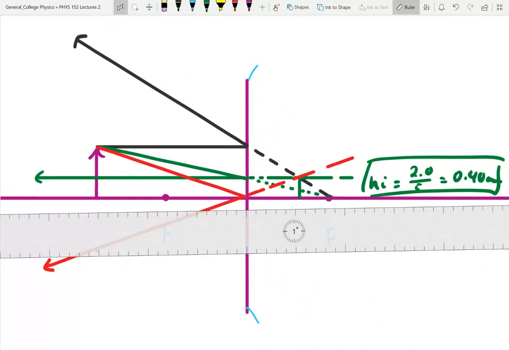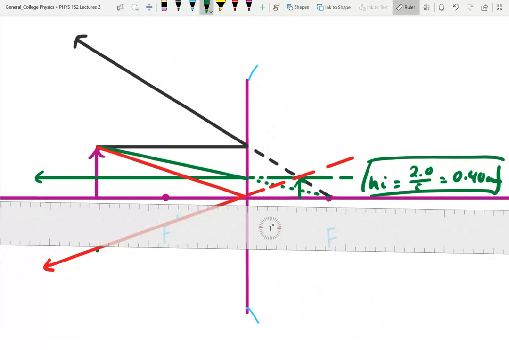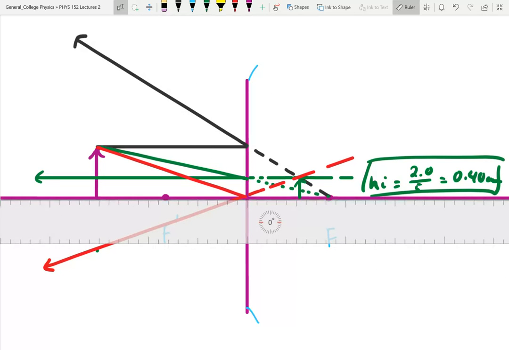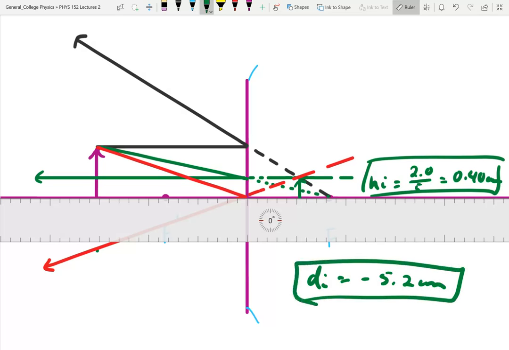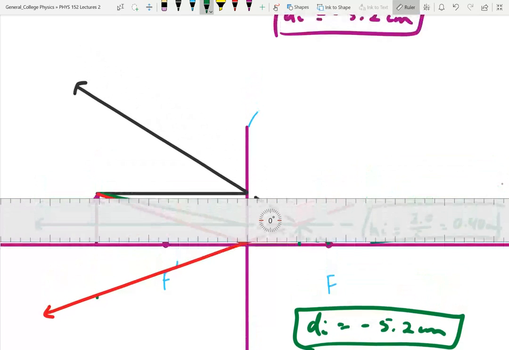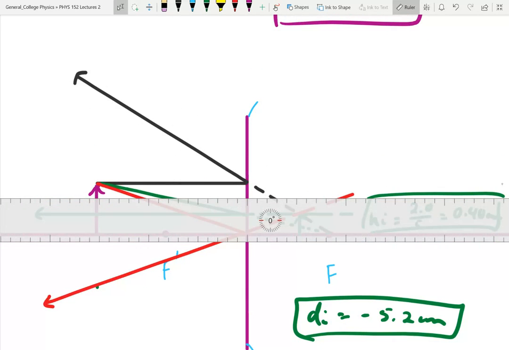And the distance image, by the way, I should put a tip on there, is 1, 2, 3, 4, 5.2. Distance image equals minus 5.2 centimeters because the reflected light was going left. This is not the reflected, it's the extrapolated, so that's why it's minus. So 0.40 and minus 5.2, exactly the same as I got in the last one.